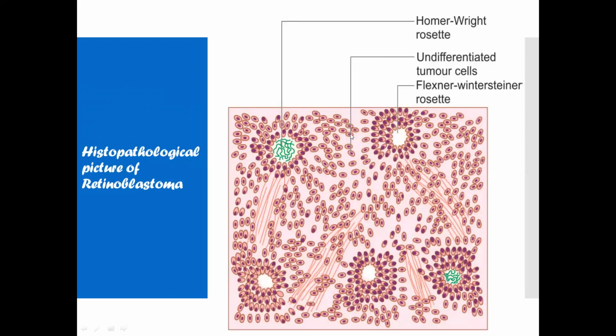So this is a diagram showing the specific rosette that we were talking about. This is the Flexner rosette, and this is highly specific for retinoblastoma. Then this is a diagram showing the Homer Wright rosettes. These are undifferentiated tumor cells.